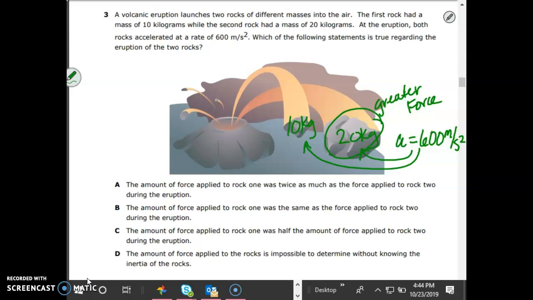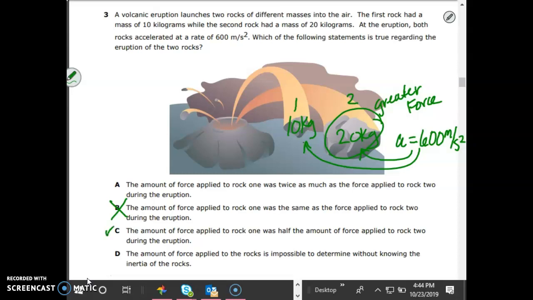So let's see. B, the amount of force applied to rock 1 was the same as the force applied to rock 2. Definitely not. They had to have different forces in order to have the same acceleration. C, the amount of force applied to rock 1 was half that applied to rock 2. Well, this is rock 1, this is rock 2. This one had to have half as much force to have the same acceleration, so this one looks good.